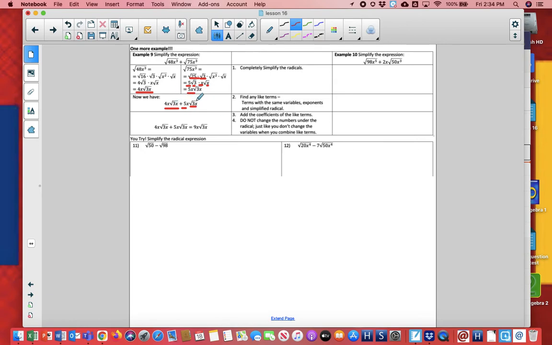Well, now, are the radicands the same? Yes, so I keep that the same, and I add the coefficients, 4x plus 5x. 4x plus 5x is 9x, so I get 9x square root of 3x. Let's show one more example for that.